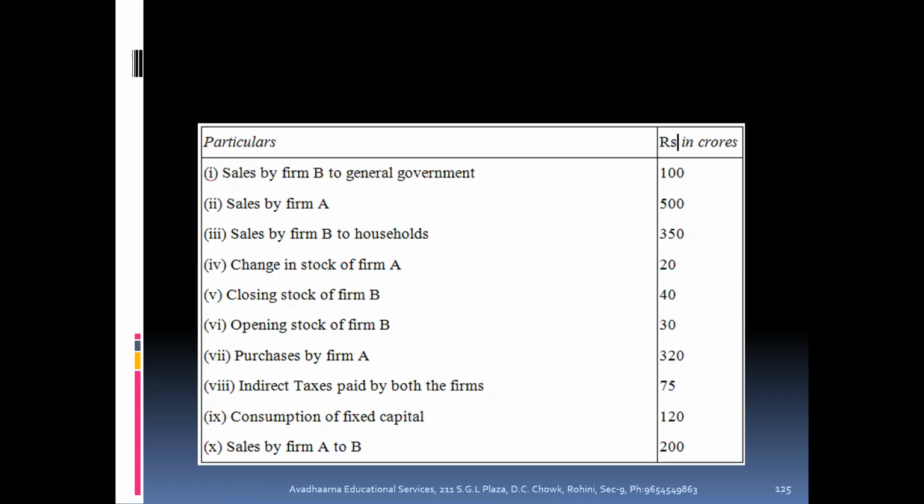Now the next question, again, we have to calculate the gross value added by firm A and B. Then definitely what is going to be GDP at MP, and then how can we convert it into national income. So these are the particulars. Kindly solve the three parts again.